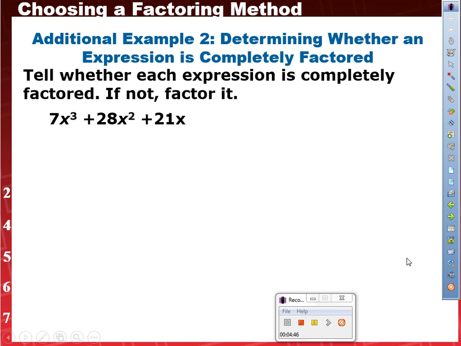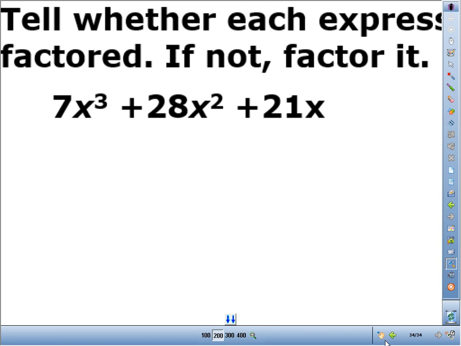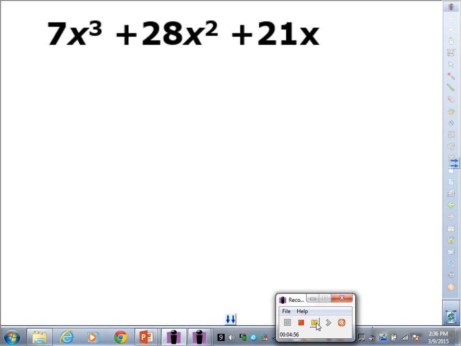Copy this one. You don't have to copy the instructions anymore. Copy this one: 7x cubed plus 28x squared plus 21x. Copy that. Here we go, example 2. Let's do this one together.